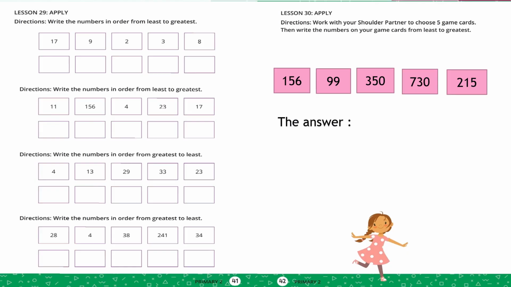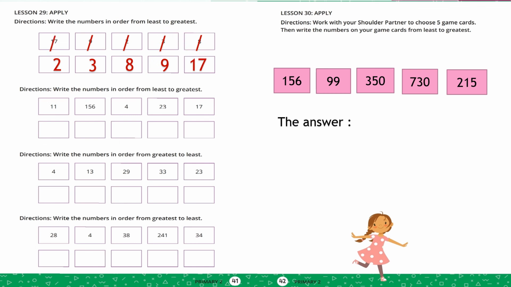Now page 41 and 42. Lesson 29. Write the numbers in order from least to greatest. It means ascending order. Then, which is the smallest number here? 17, 9, 2, 3, or 8. The smallest number is 2. Then write 2 and cancel it. And write 3 and cancel it. And write 8, cancel it. We have 17 and 9. Write 9 and cancel it. And the last number is 17.